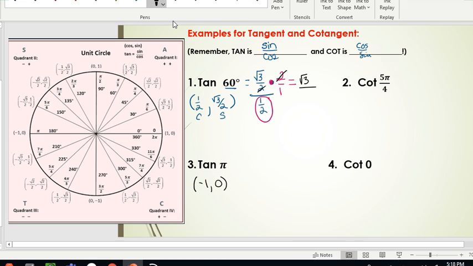Tangent of pi, well, pi is located at -1, 0. So if this is cosine sine, that gives me 0 over -1. Guys, that's 0 all day long. It's not undefined. 0 is an okay answer.